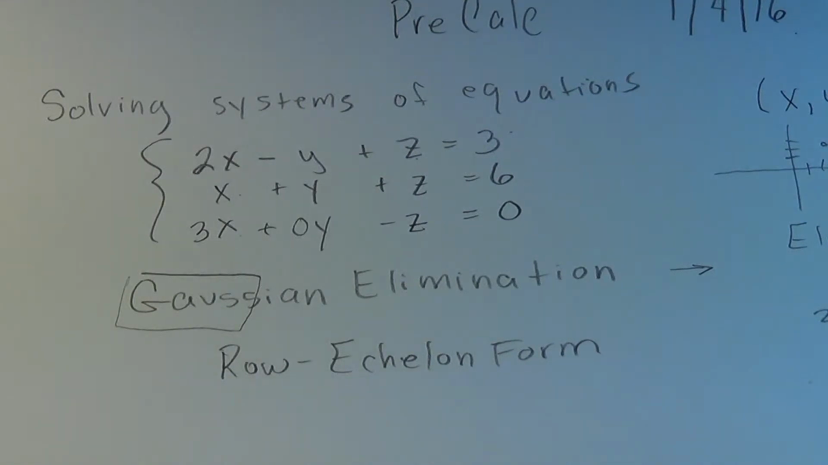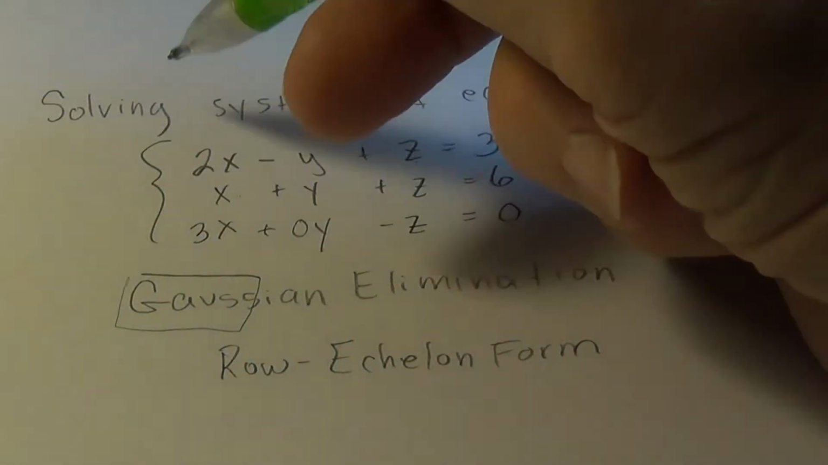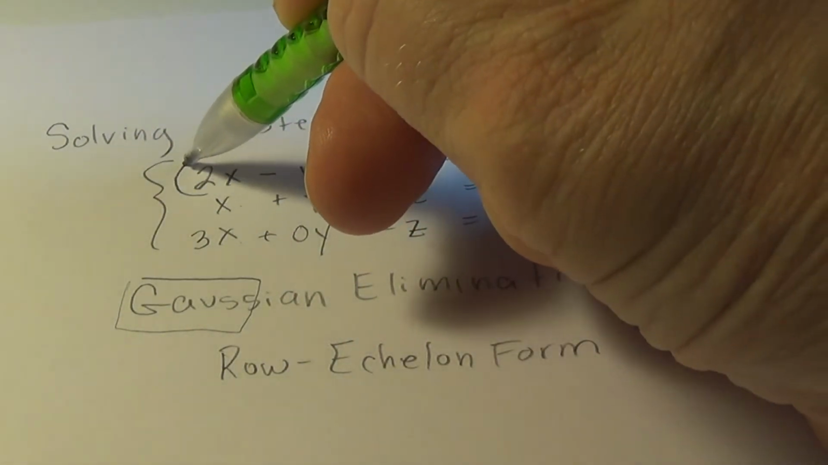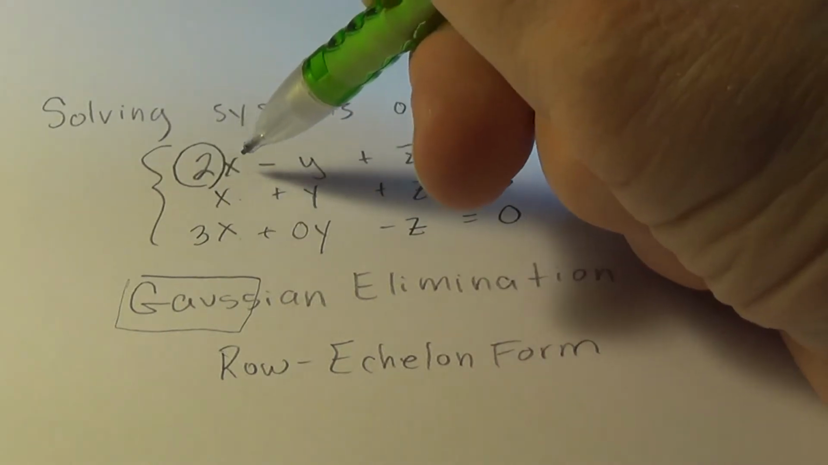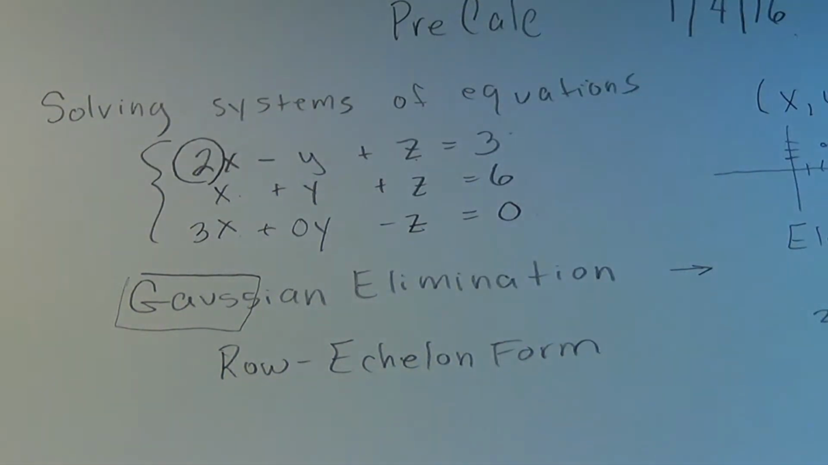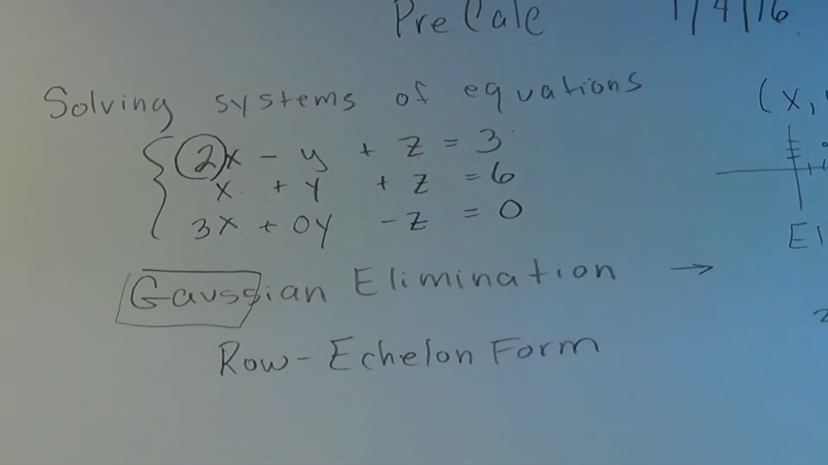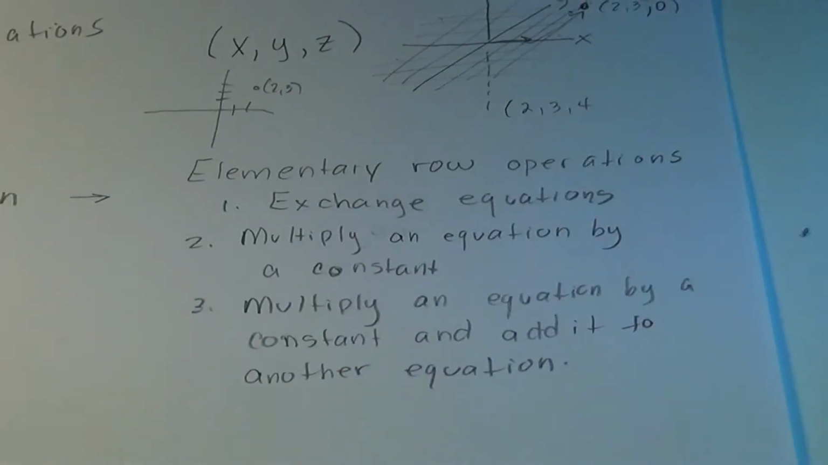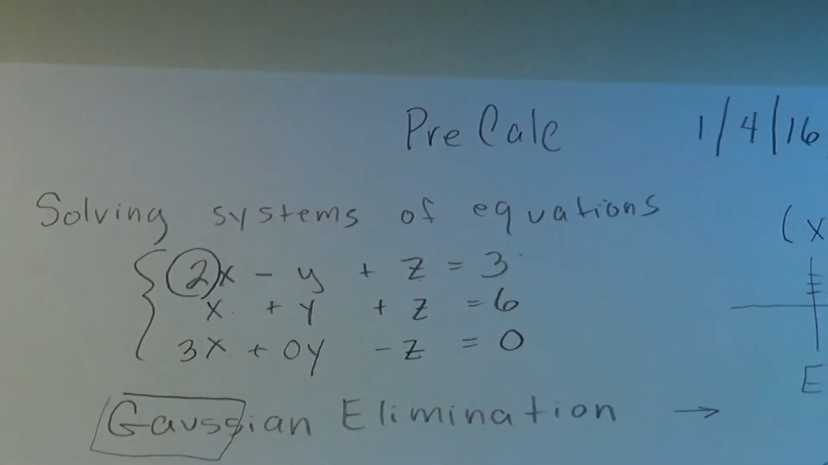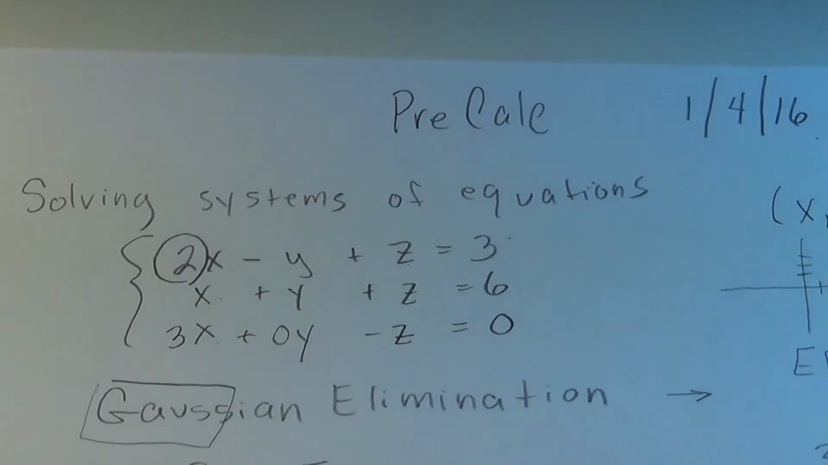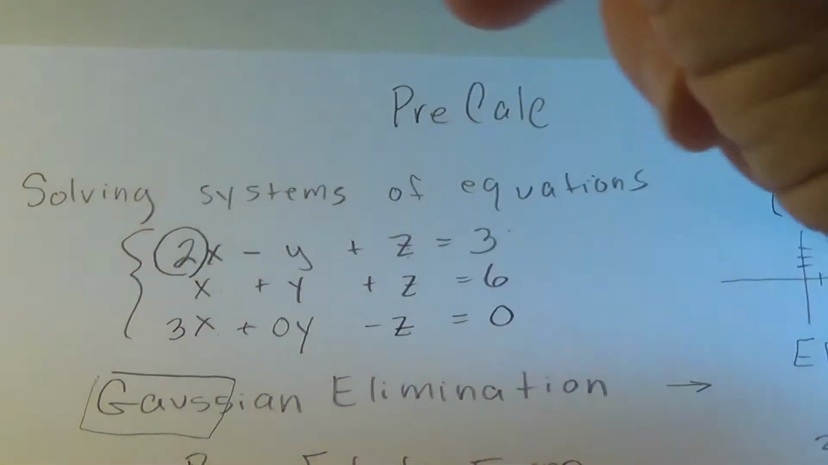And what that looks like, it's easier to show you than to tell you. So the first step to approach row echelon form is to make sure that the lead coefficient in the first equation is a 1. As you can see, it is not. So which row operation can I use to change that 2 to a 1? I can divide everything by 2.